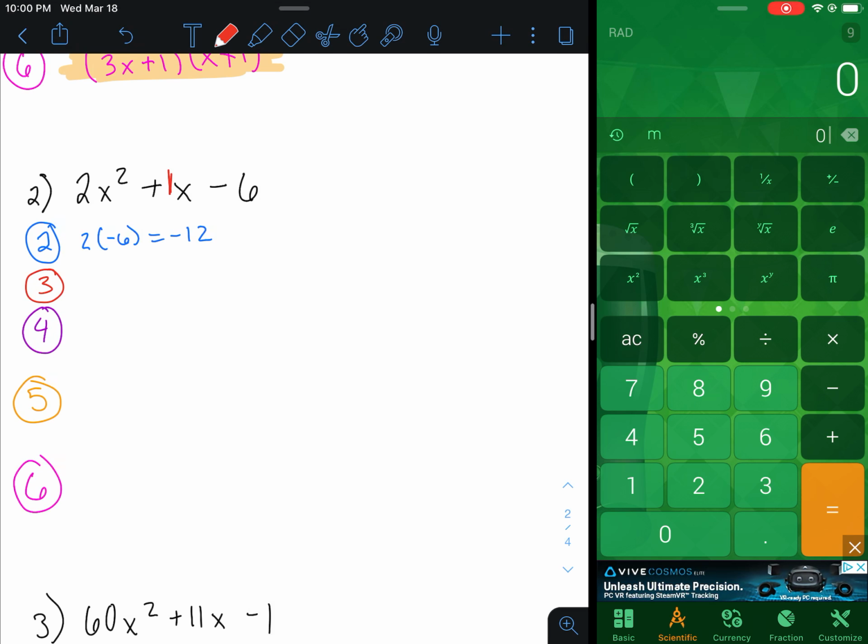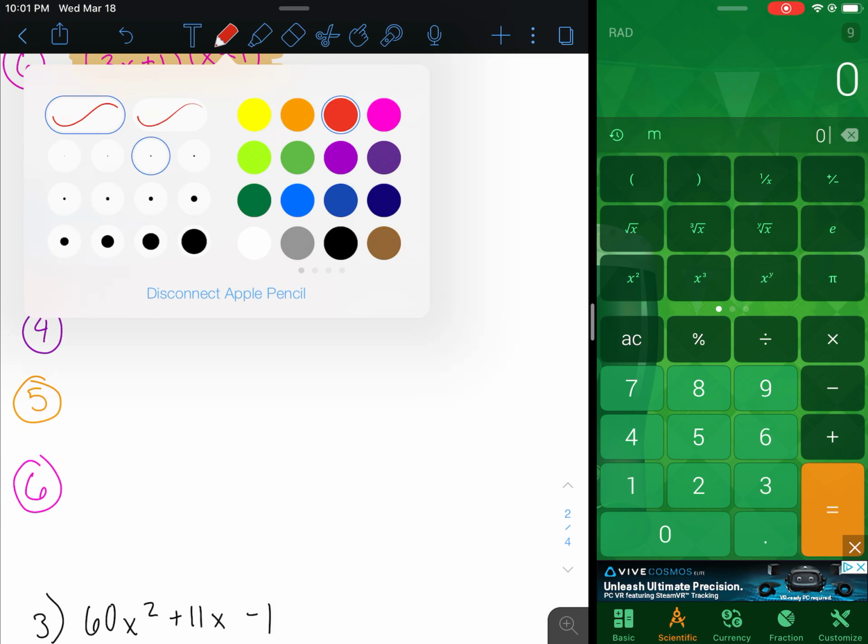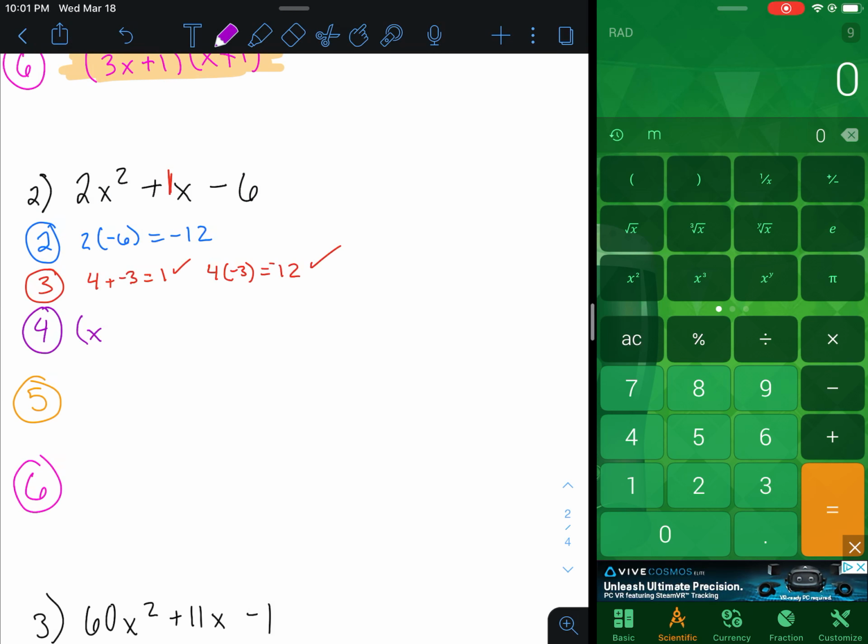case is a 1x. So remember that because our c is negative, we need to have a negative and a positive term. But since our b is positive, our positive value needs to be the biggest. So 4 plus -3 gives us 1. And 4 times negative 3 gives us our new c value, which in this case is negative 12. So it does work. Then we write our factors as x plus 4 and x minus 3.